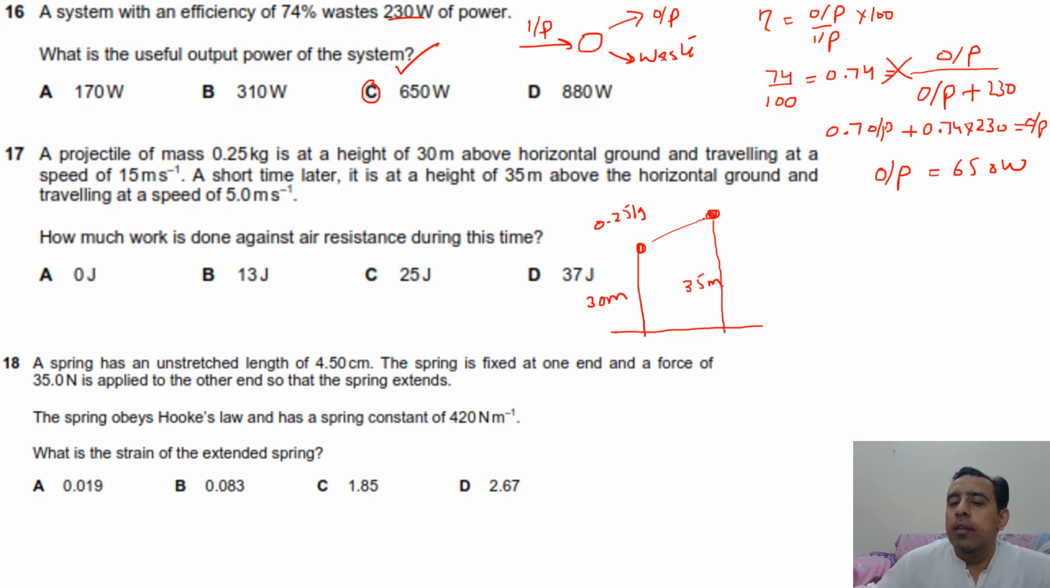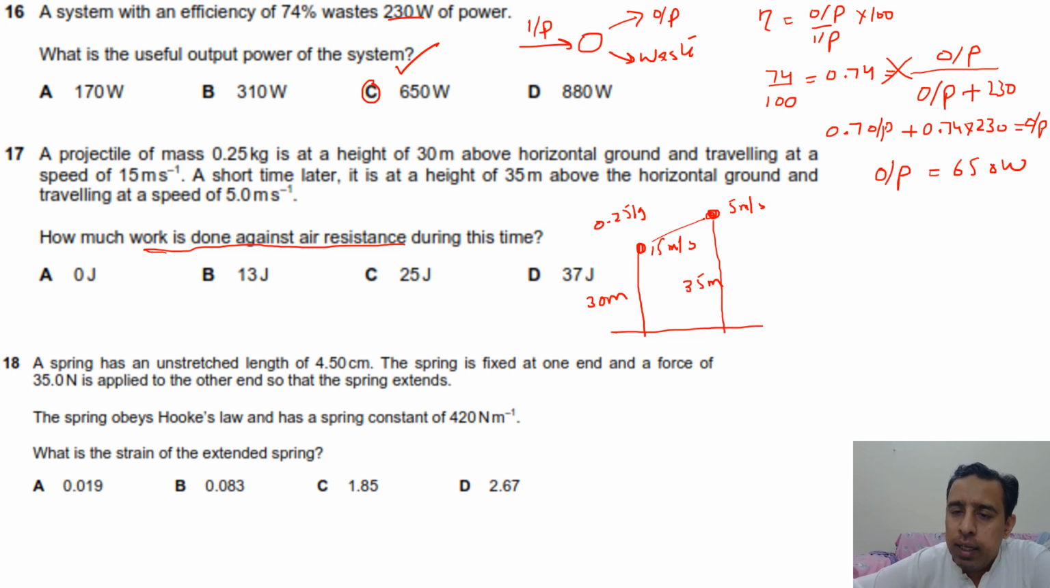The speed at this point was 15 meter per second, and at this point the speed is 5 meter per second. So you have to find the work done against the air resistance. If we follow the law of conservation of energy, there is some height gained by the projectile, which means gaining some potential energy and gaining kinetic energy as well. Ideally these two must be equal. The gain in the kinetic energy is actually the loss in the potential energy, or the gain in the potential energy is the loss in the kinetic energy.